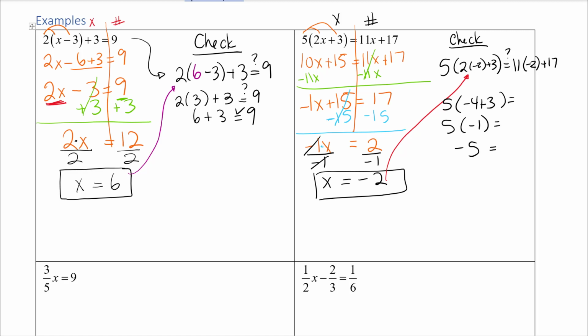So the left side equals negative 5. So hopefully the right side does too. So I have 11 times negative 2, that's negative 22, plus 17. Negative 22 plus 17 is negative 5. And although I wasn't sure along the way, I am sure now, and so this checks out.